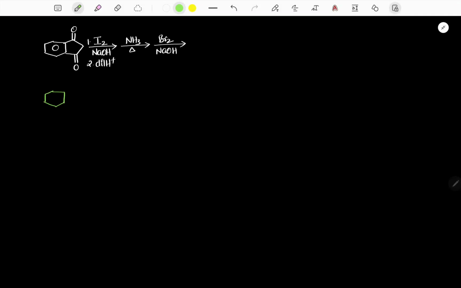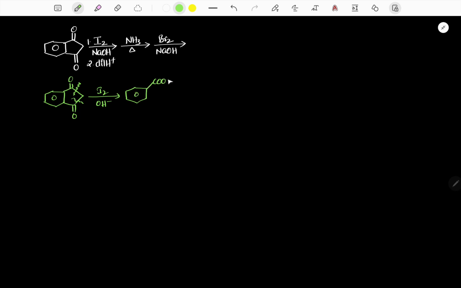The reactant is a ketone having an active methylene group. It is treated with I2 and OH minus. We know that when an active methylene group is present, we can break the bond like this. Therefore, it forms the corresponding product.